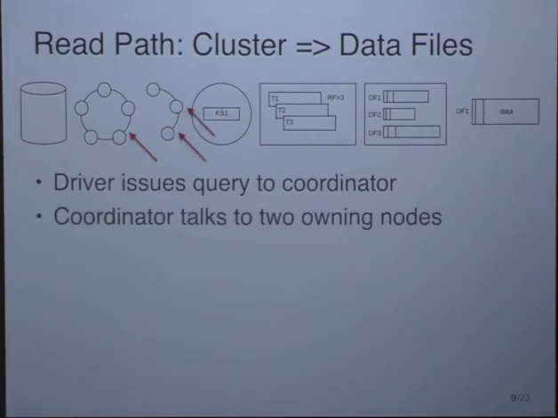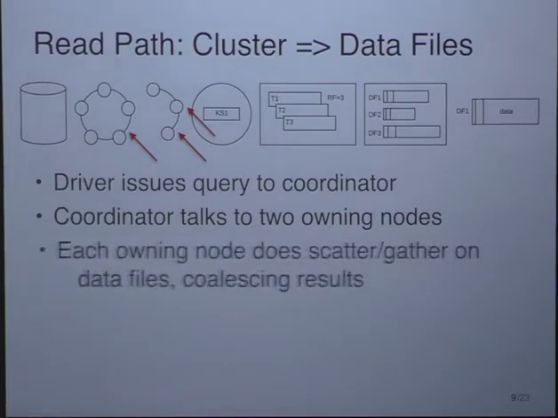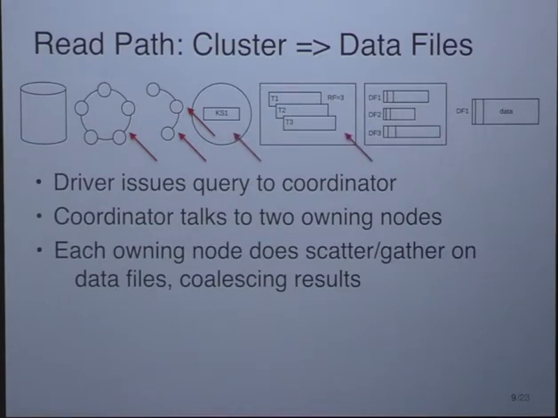The coordinator will figure out which nodes own the data that you're asking for or that you're trying to write to, and then it will talk to 2 of those owning nodes. Each owning node, for a read, does scatter gather on the data files that probably contain the data that you're querying.